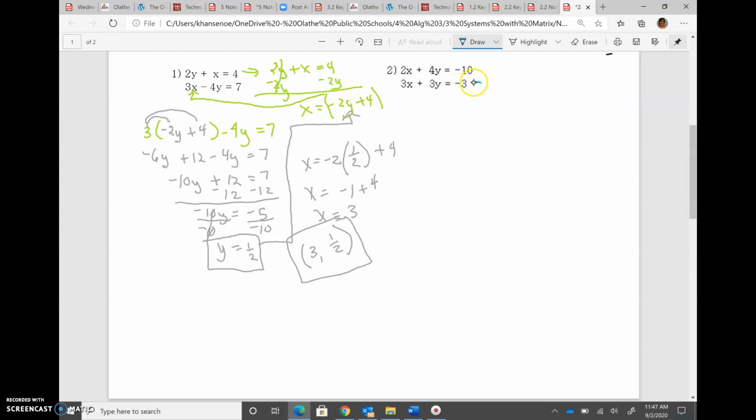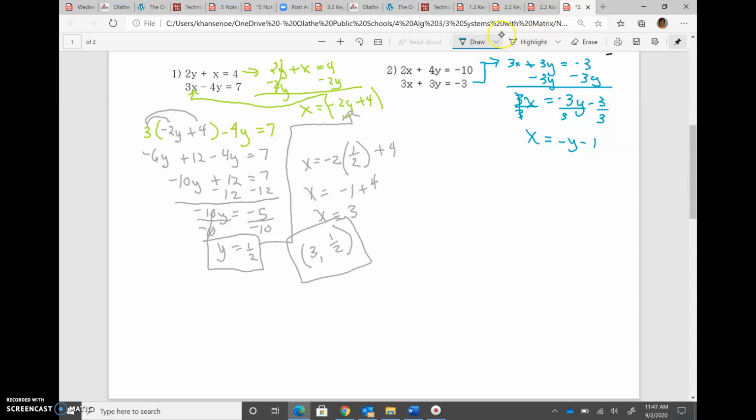So I am taking this, and I'm going to say 3x plus 3y equals negative 3. I'm going to subtract 3y. I have 3x equals negative 3y minus 3. I'm going to divide by 3. I get x equals negative y minus 1.